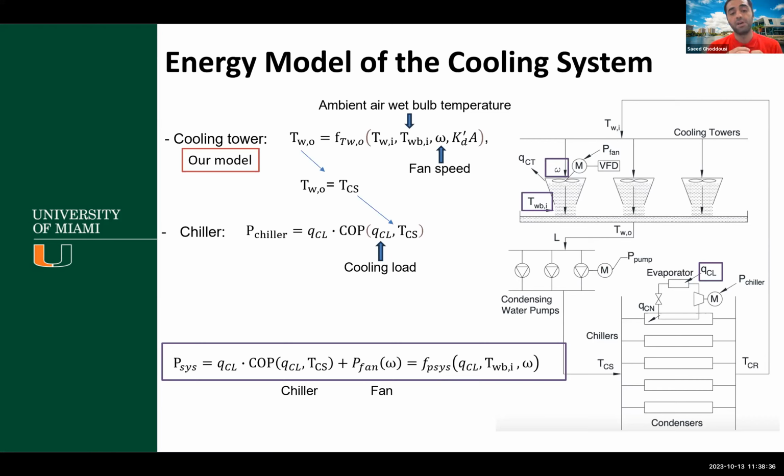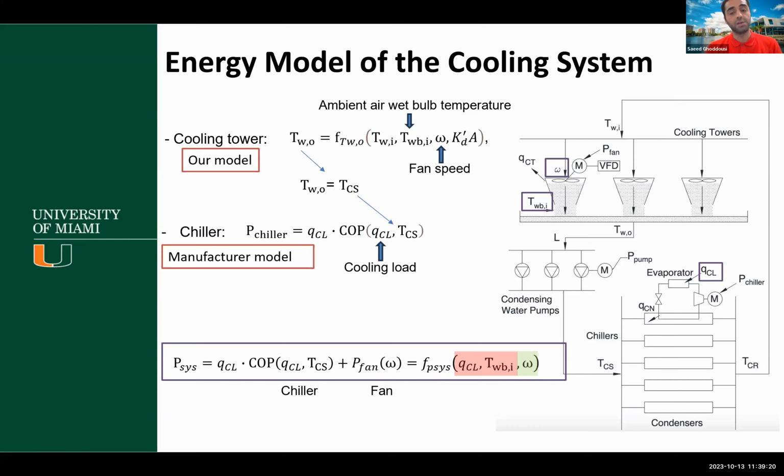Chiller power is a function of the cooling load and this projected temperature. For the chiller part, we use the manufacturer's real model of the chiller, and how it is affected by the supply temperature to the condenser of the chiller and also the cooling load. After that we have our total system energy input based on 3 inputs: cooling load, ambient air wet bulb temperature, and the fan speed.